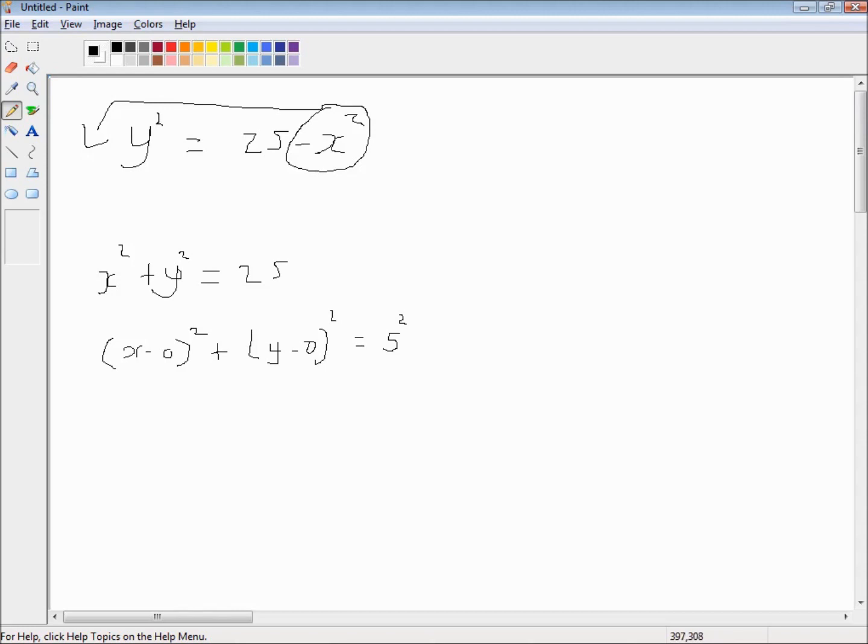Otherwise you could use guesswork by saying 1 times 1 is 1, 2 times 2 is 4, 3 times 3 is 9, 4 times 4 is 16, 5 times 5 is 25. Aha, it's 25. So now that we've got it in this form, it's obvious that the centre is going to be 0, 0, which is the origin, and the radius is 5.